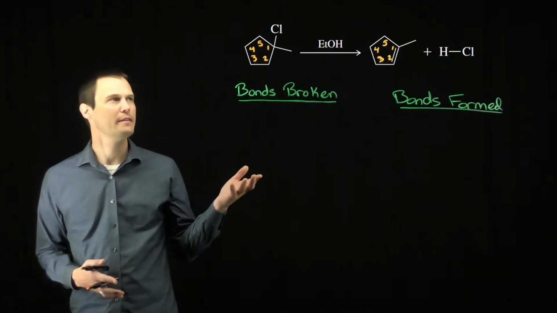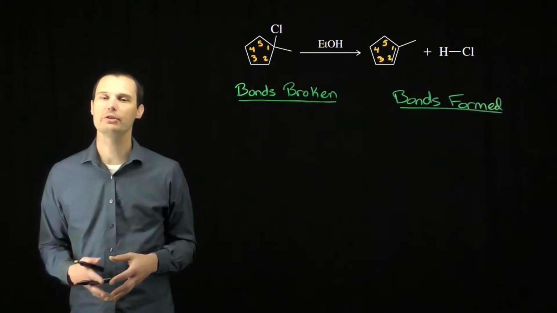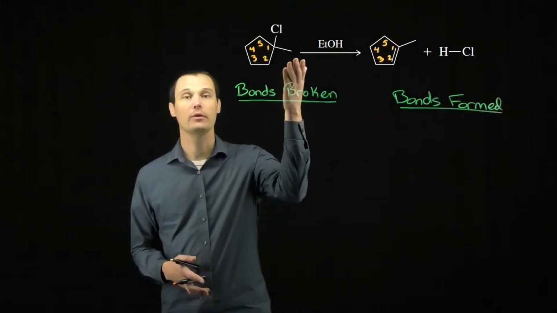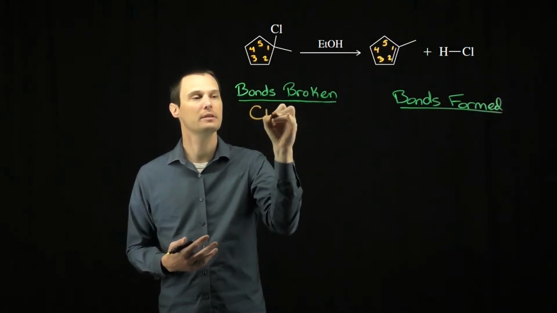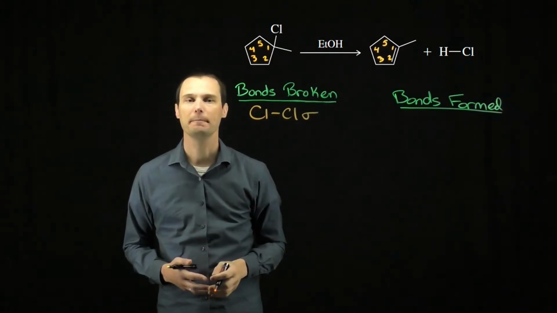This question asks us to identify the bonds broken and bonds formed in this elimination reaction. First thing I notice is we have a chlorine attached to the starting material. We don't in the product. So one of the bonds broken is the C1 chlorine sigma bond.